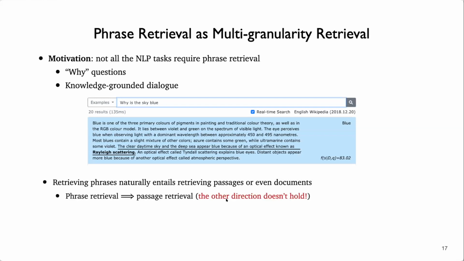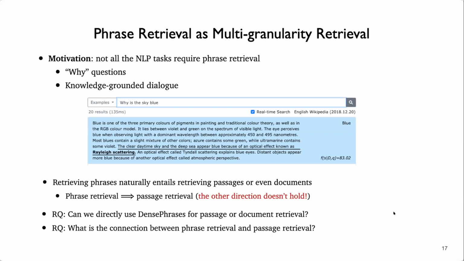Here we build on a very simple intuition: the phrase is the most fine-grained unit. So if we can retrieve phrases, that means the system can naturally entail retrieving passages or even documents. If you can do phrase retrieval, you can also do passage retrieval. But the opposite direction is not correct. If you can do passage retrieval, that doesn't mean you can do phrase retrieval. So the basic question we want to ask is, can we directly use DensePhrases for the passage or document retrieval task? If we can, what's the connection between phrase retrieval and passage retrieval?